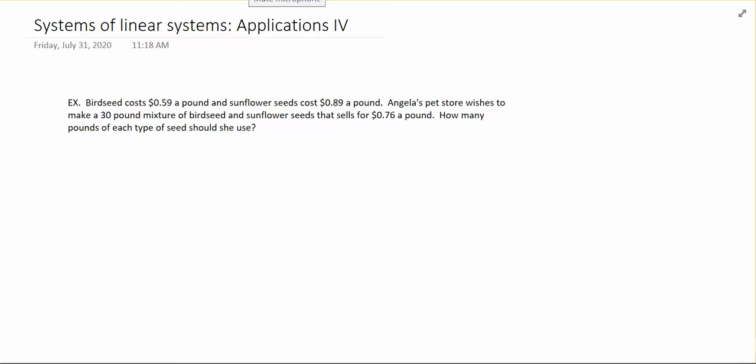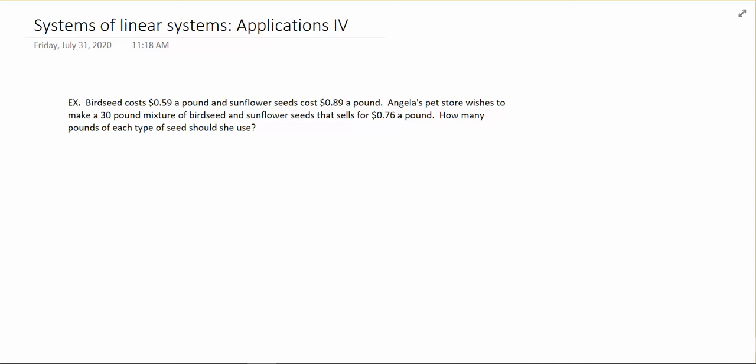Take a look at another mixture problem. And in this one, we are mixing two kinds of birdseed. There's a 59-cent-a-pound birdseed mixed with sunflower seeds that cost 89 cents a pound. And you're trying to mix this to create a 30-pound mixture of both bird and sunflower seeds that sells for 76 cents a pound. Okay, so it sounds terribly confusing, but it's not.